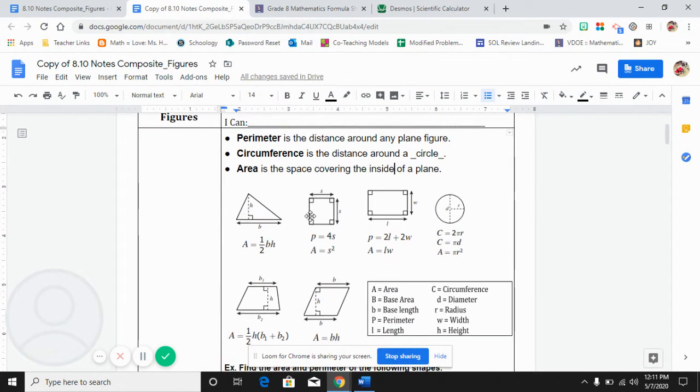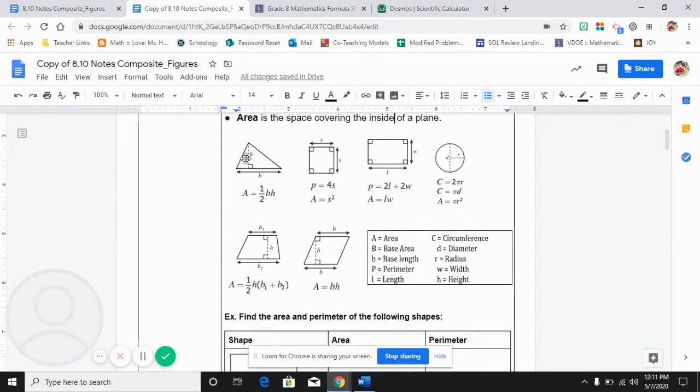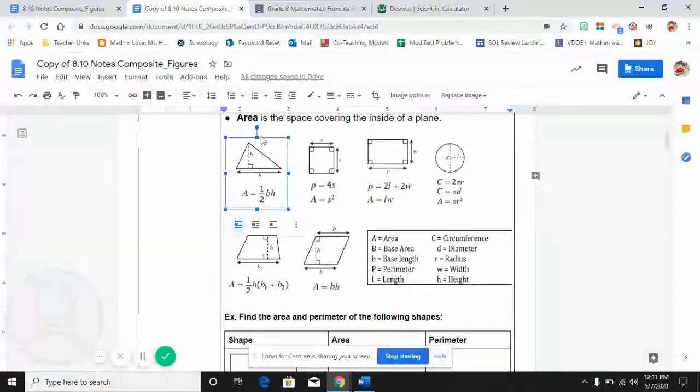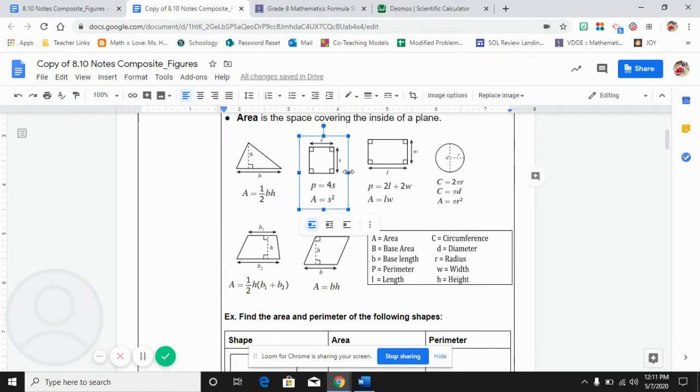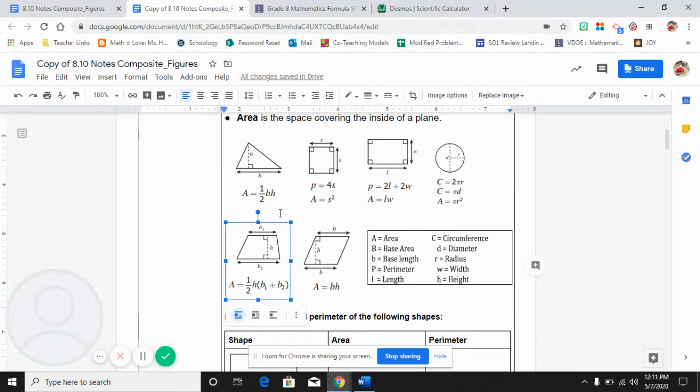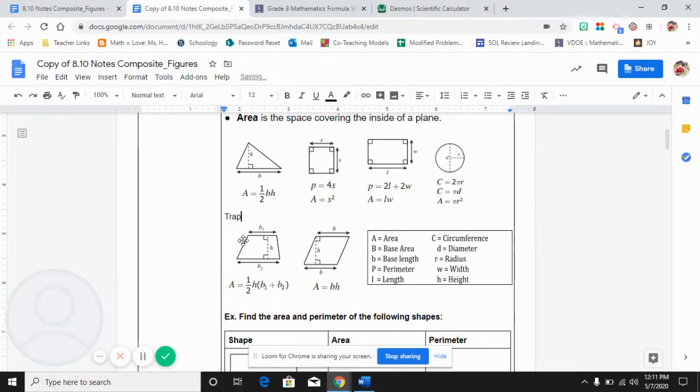So let's look at some of the plane figures that we're going to talk about today, and the formulas that go with them to find area and sometimes how to find perimeter. So the first figure we have is a triangle. We've got a square, rectangle, circle, and then these, which might be new for you, we have a trapezoid, and next we have a parallelogram.